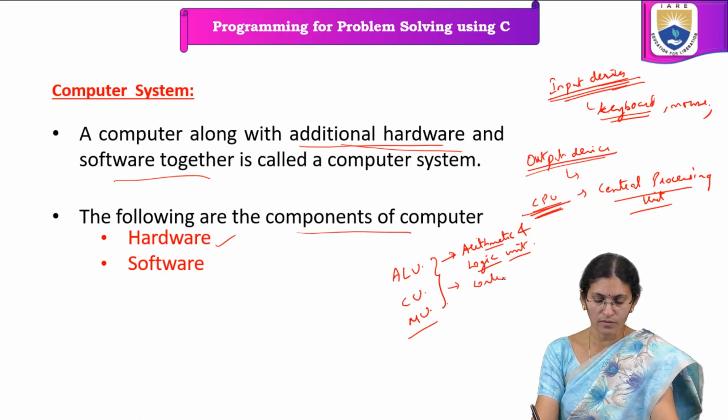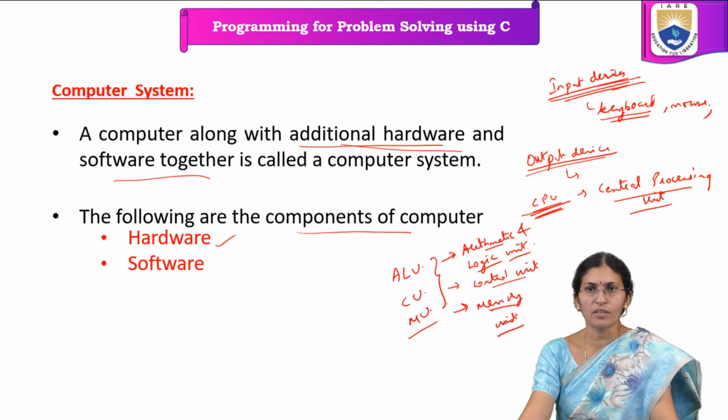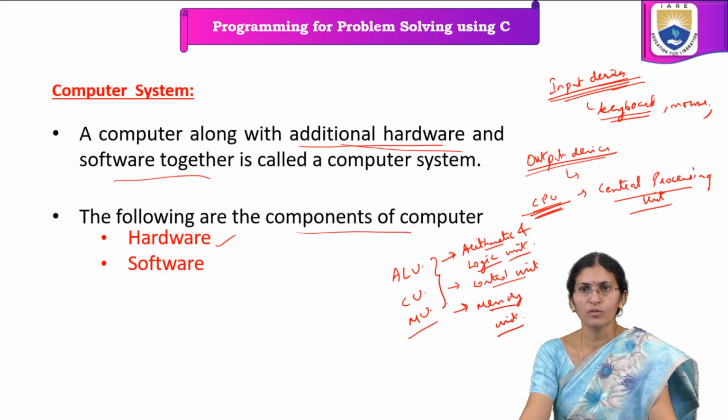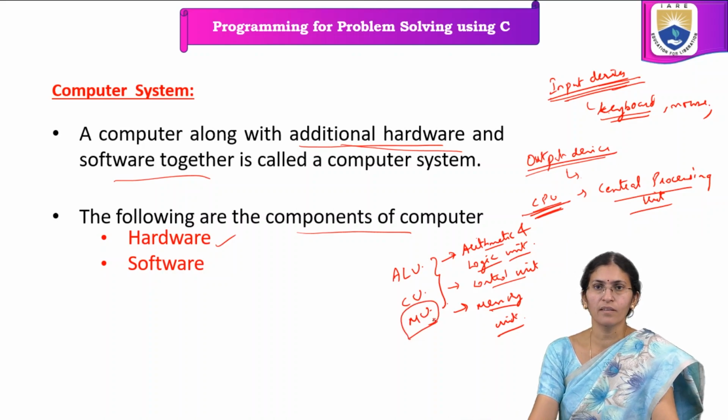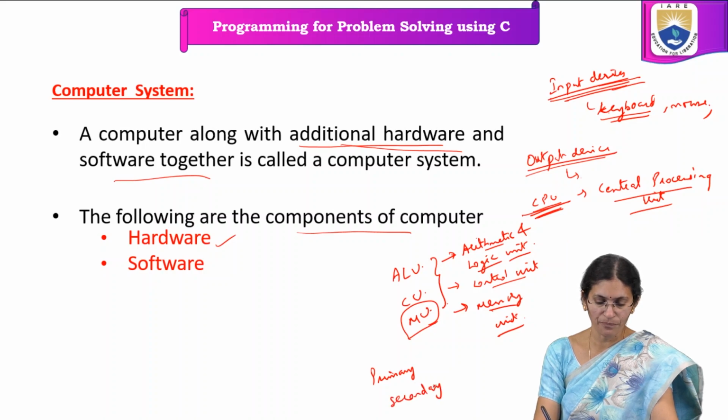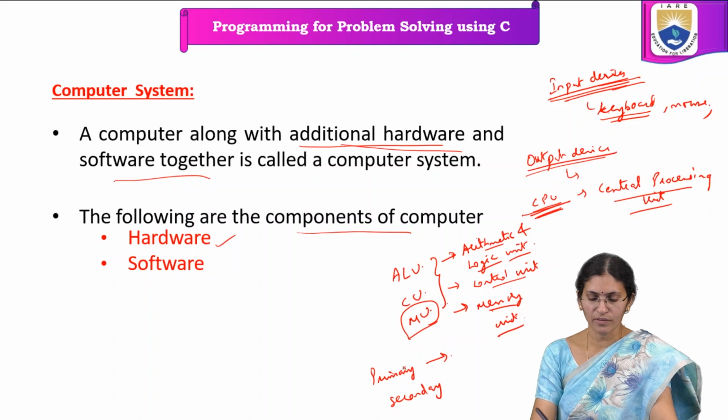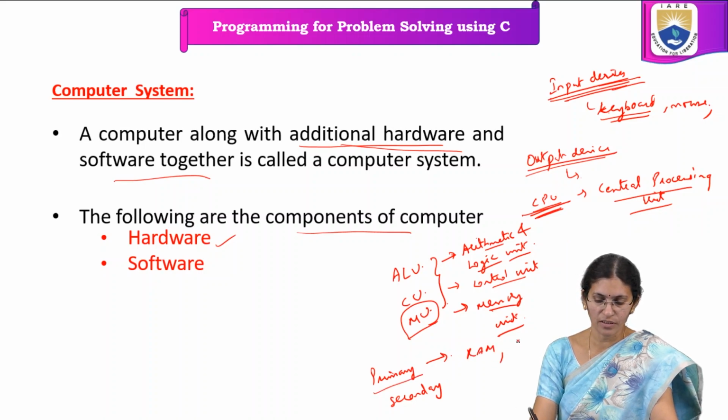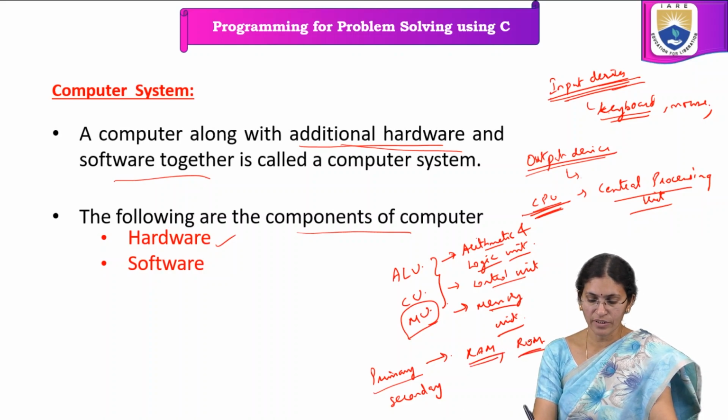Next is the control unit. Next one is the memory unit. Whatever data, instructions or programs are written by the user have to be stored somewhere. That storage place is called memory. We have two types of memory: primary and secondary memory. Coming to primary memory, generally we refer to it as RAM. Primary memory has two types, RAM and ROM. RAM is random access memory and ROM is read-only memory.